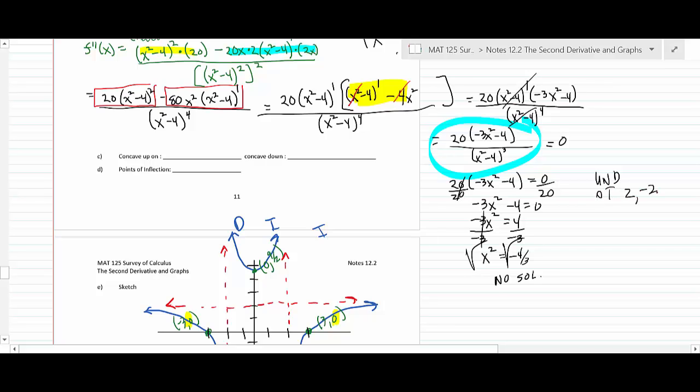Well, what did we find happened in our graph anyway? We had asymptotes. So the second derivative is never 0, but it is undefined in 2 places. So it being to the third power doesn't matter? Doesn't make any difference. Okay.